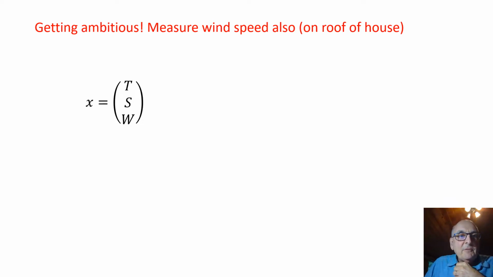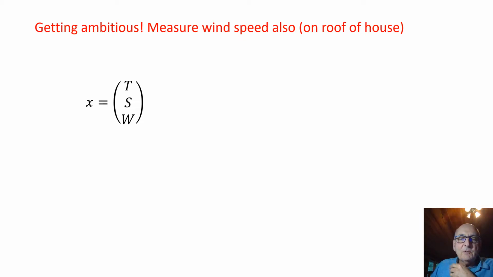Our intrepid 15-year-old is now getting really ambitious and has decided to measure wind speed also. To do this, you've gone up to the roof of the house and put in one of these windsocks or something which measures wind. Actually, you can look online, but there are instruments for doing this that seem kind of old-fashioned, but that's what's used. So now you're going to get a three-dimensional vector: temperature, humidity, and wind speed.